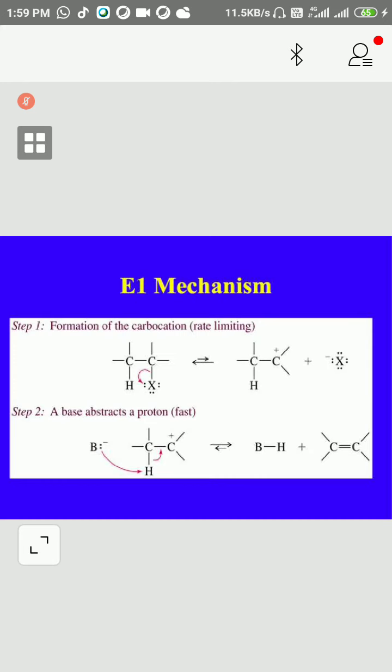Now in the E1 mechanism we will see formation of the carbocation, that is the rate determining step, just like the SN1 reaction. Then in the next step, base will take this hydrogen and this will convert into the alkene. This step is very fast, that's why this is not the rate determining step. This is the slow step, that's why this is the rate determining step.